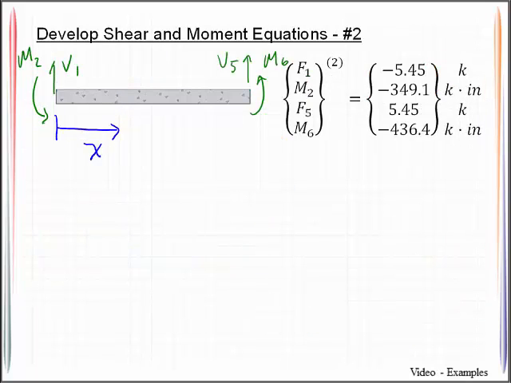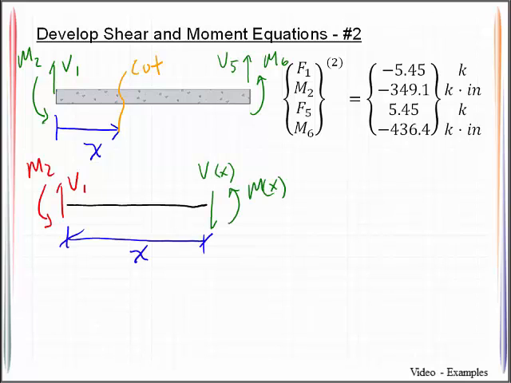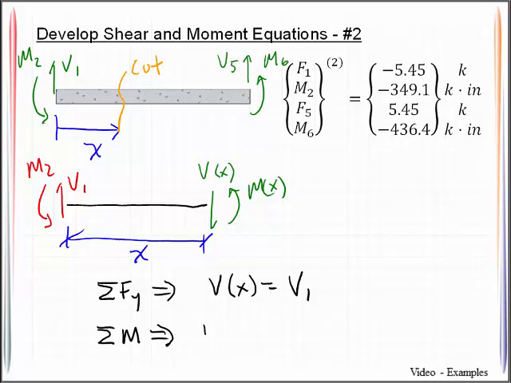I then do the same type of thing for member number 2, coming out this distance of x, making a cut, and then sketching that free body diagram in terms of those unknowns. And that free body diagram will look as such. Sum of forces in the y will then reveal a shear equation that is equal to V1. And sum of moments will equal a moment equation that is equal to V1 times X minus M2.